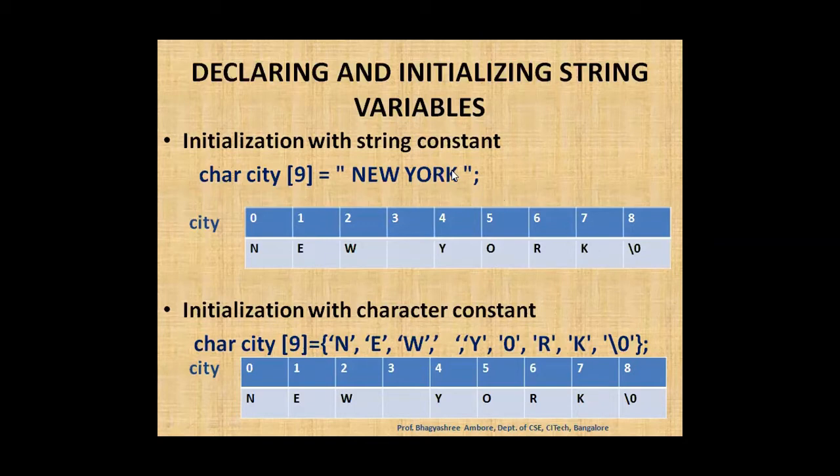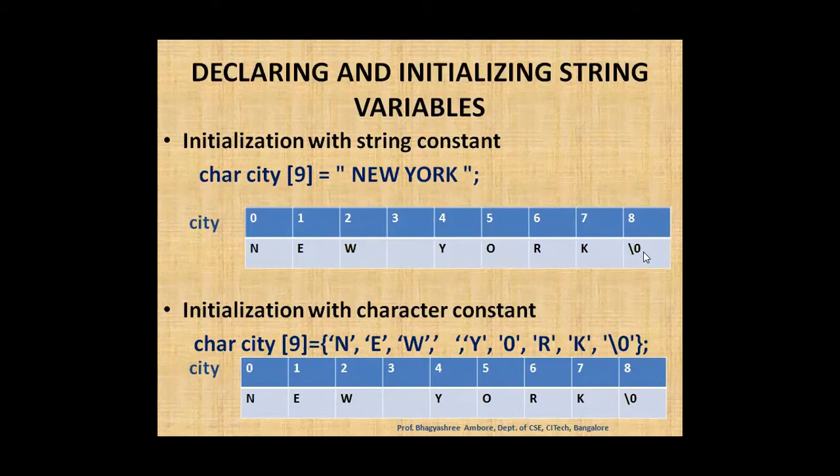Whenever you are using a string constant, the compiler automatically marks the end. The end is marked with a null character. What is the meaning of the null character? Without this, your string will never end.